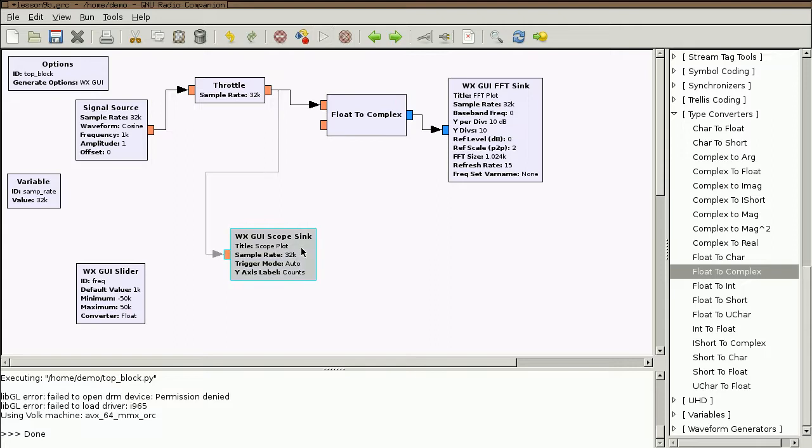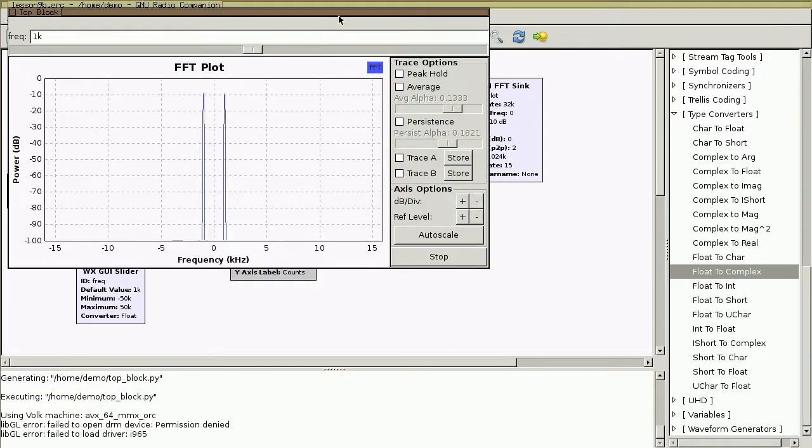And I'll just disable my scope sync for now so it doesn't get in the way. Now we see the FFT plot shows us 2 peaks. We have a peak at 1 kilohertz and we also have a peak at -1 kilohertz. I think that's pretty interesting. One way to interpret this is that we actually have 2 complex exponentials added together, one with a positive frequency and one with a negative frequency.